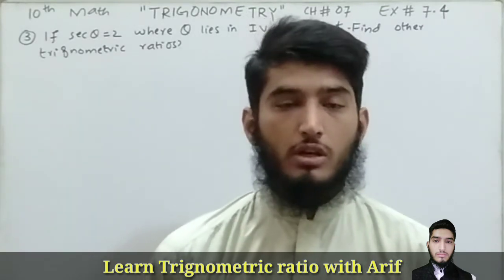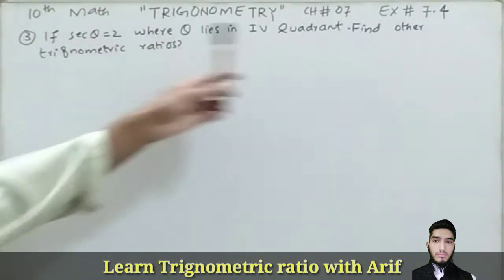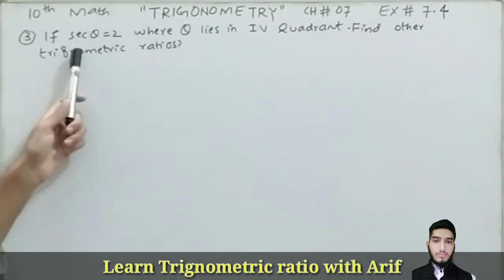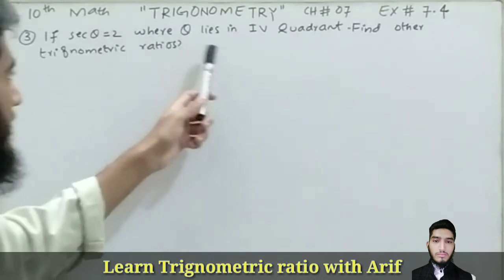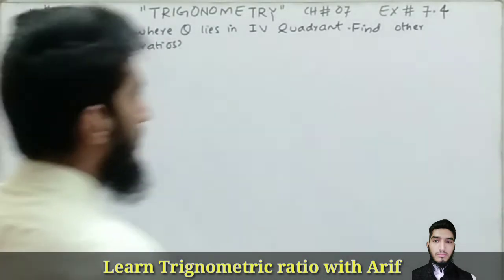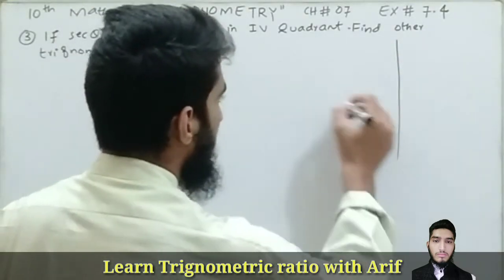question number 3. So let's move toward question number 3 of exercise number 7.4, chapter number 7, trigonometry, class 10 mathematics. It says that if secant theta is equal to 2, where theta lies in the fourth quadrant, find the other trigonometric ratios. First we will draw a Cartesian plane.